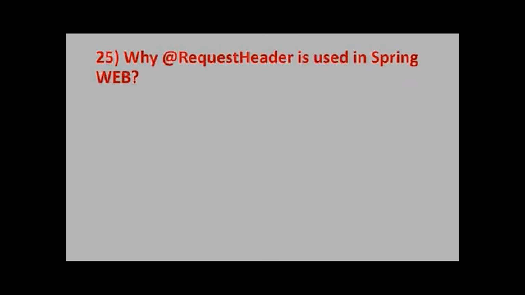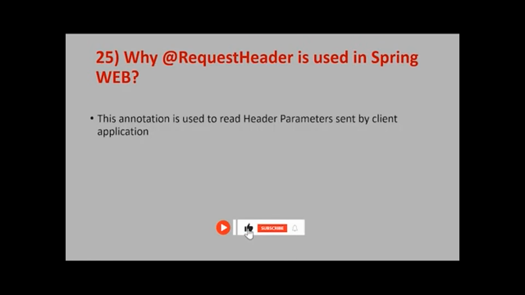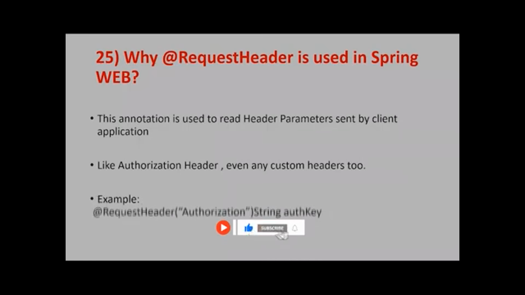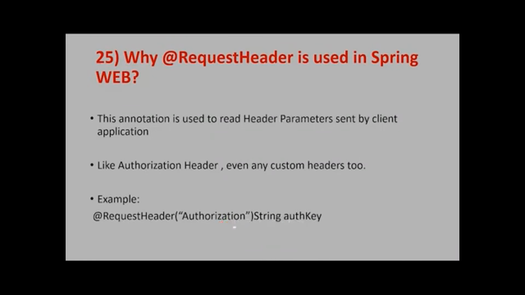Question number 25. Why is @RequestHeader used in Spring Web? If a request is made, it contains a header and body section. The header contains header parameters in the form of key and value, which are sent by the client. I want to read only header parameters like authorization header, content type header, request format header, even some custom headers. I can pass my own keys and values. Then we can use the @RequestHeader annotation. For example, you can see @RequestHeader, mention the key name, data type, and local variable.